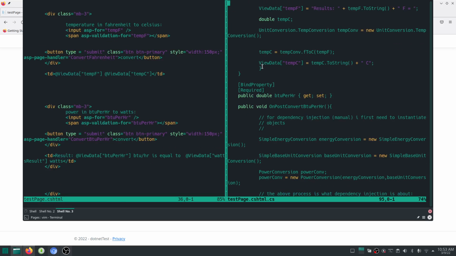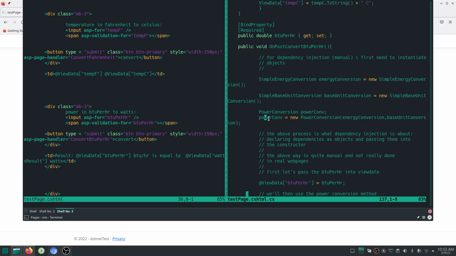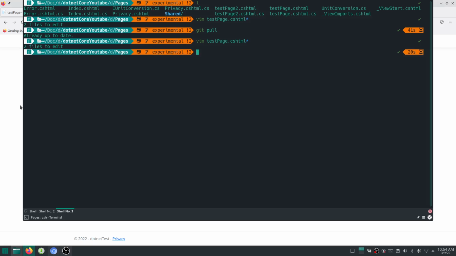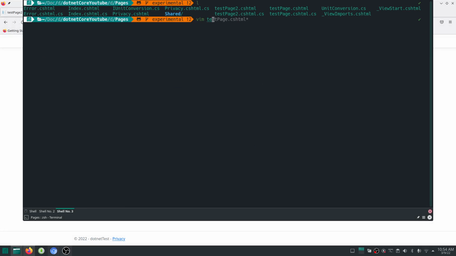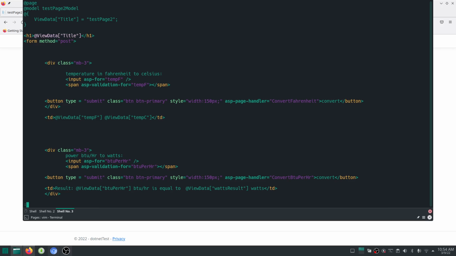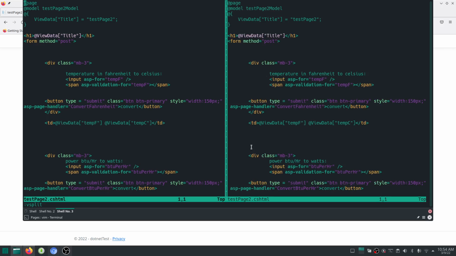Okay, this is the manual version of dependency injection, where I manually make the simple energy conversion classes. And then I just put it into the power conversion class object manually. So this is manual dependency injection. But I think maybe in test page 2, I have something a little bit better. Okay, test page 2.cs html. Okay, so I made a copy of the test page from test page 1 to test page 2. I showed you in very early videos how that is supposed to be done. So let's v-split this thing. I hope I have my code right.